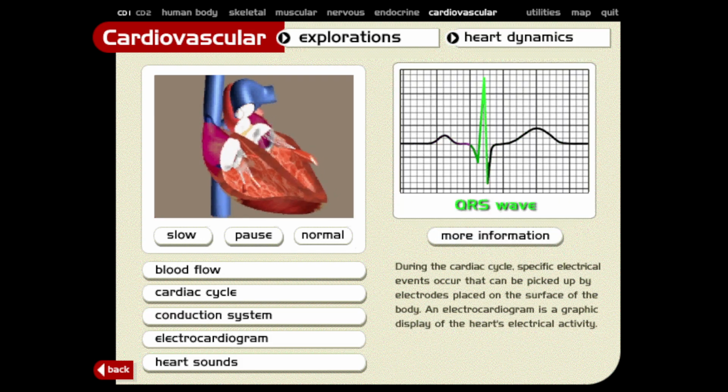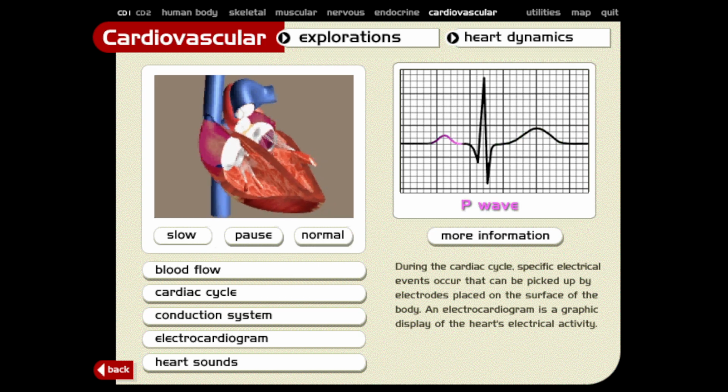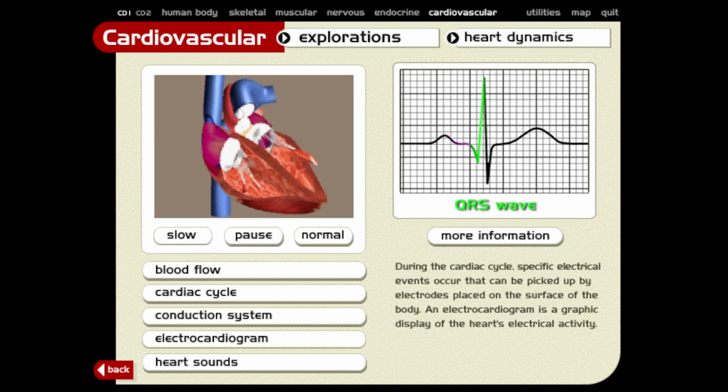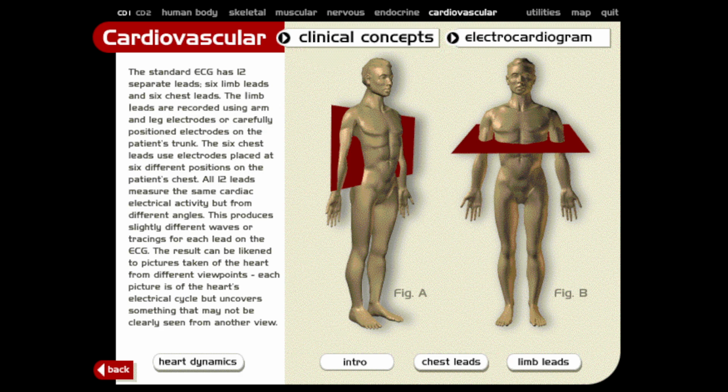During the cardiac cycle, specific electrical events occur that can be picked up by electrodes placed on the surface of the body. An electrocardiogram is a graphic display of the heart's electrical activity. The standard ECG has 12 separate leads.